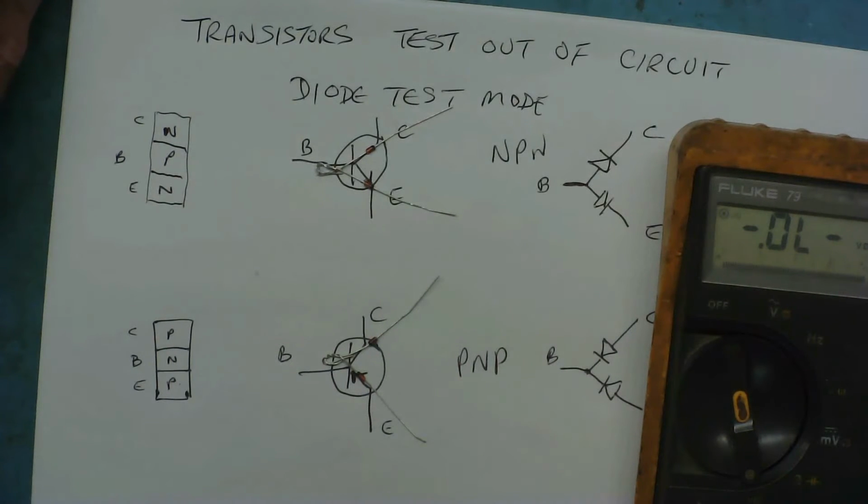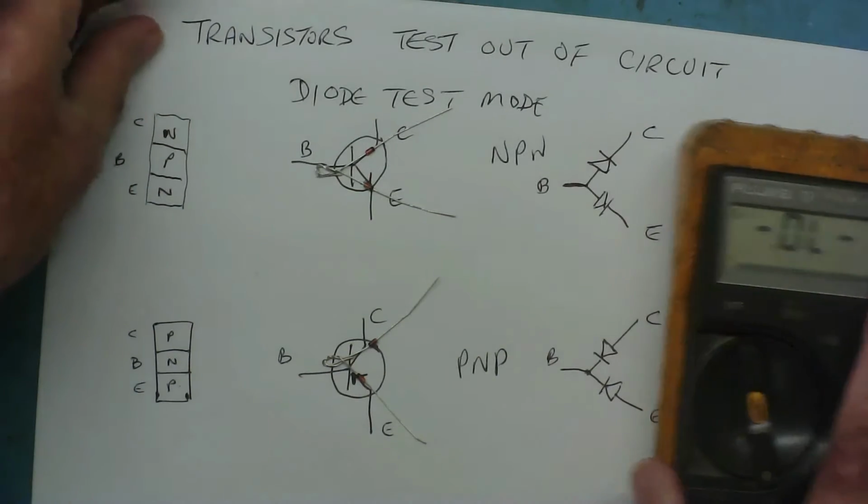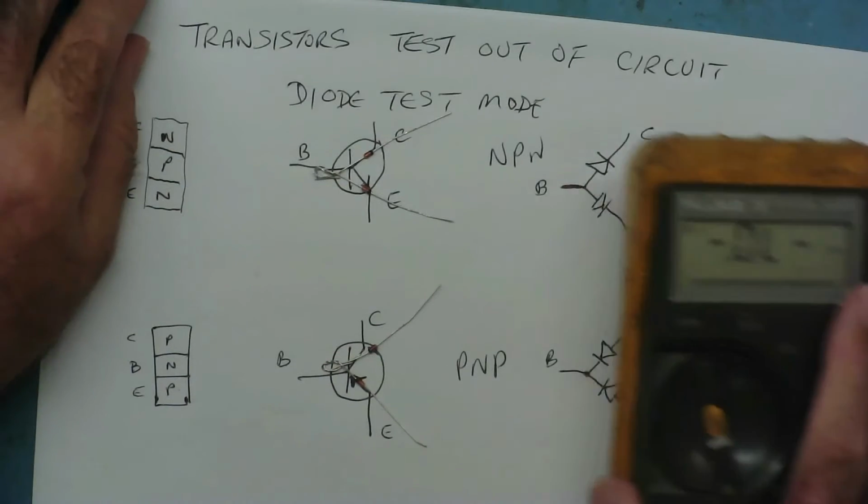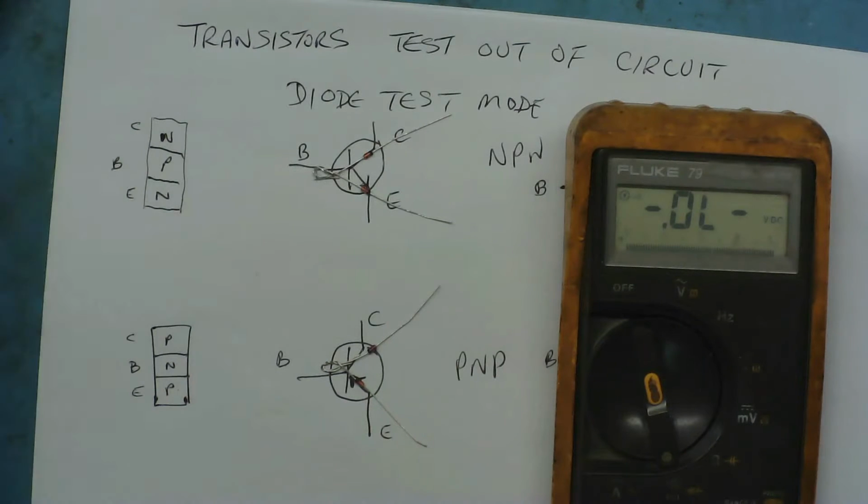So now let's actually have a look at some real transistors, yeah, and see what we can determine about what they are. Okay, so do we need a new piece of paper? No, we don't need a new piece of paper. We just need to zoom the camera down a little bit more.